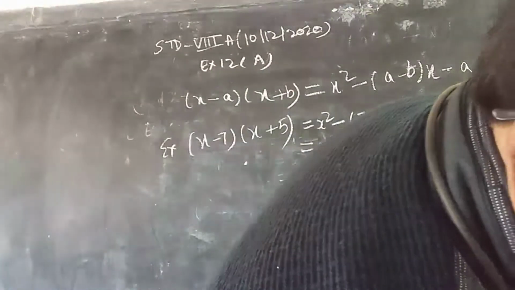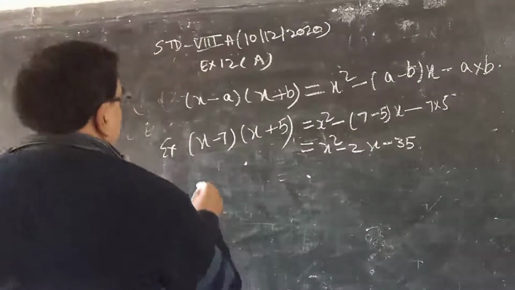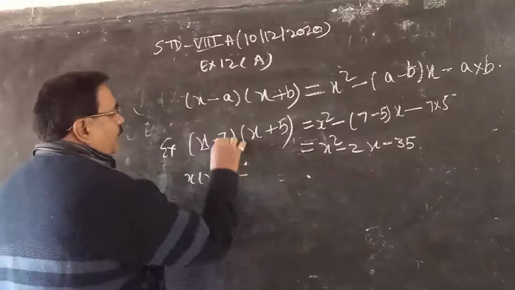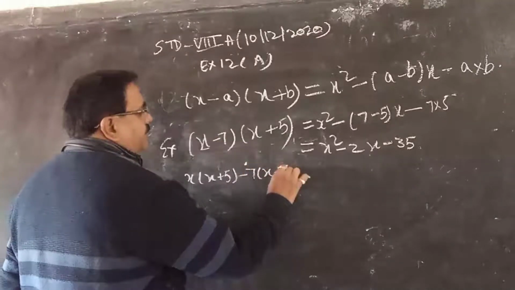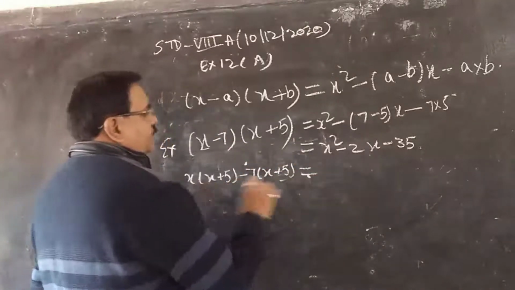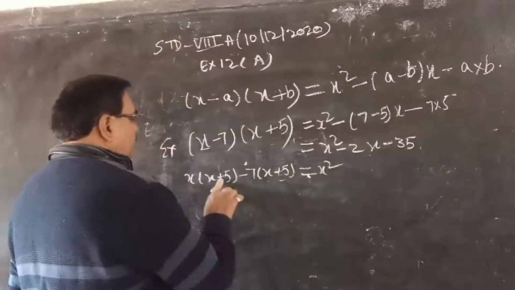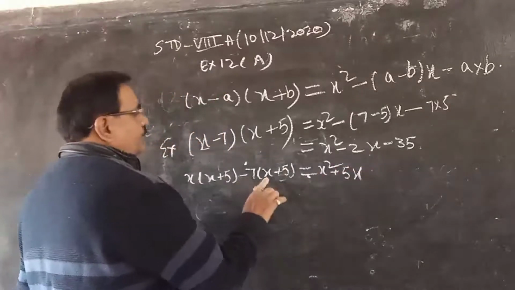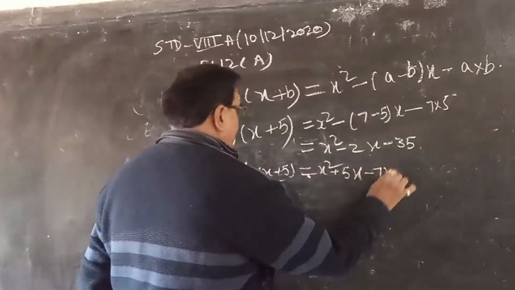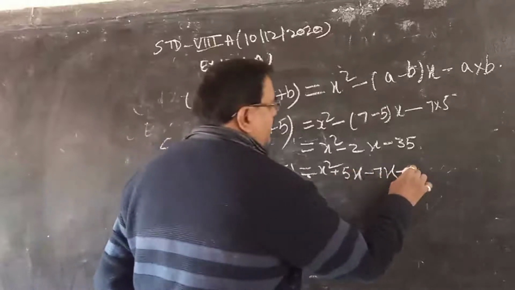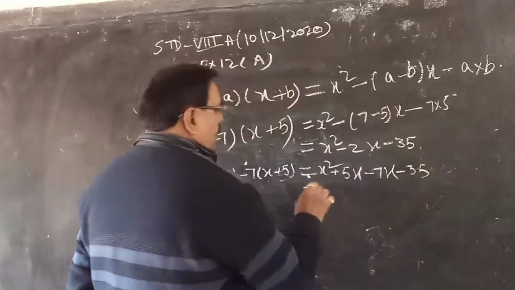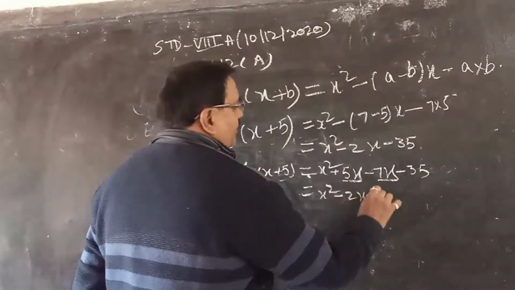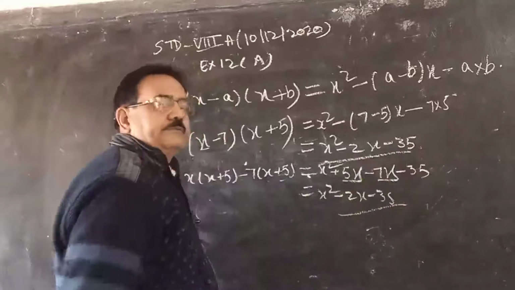See how? From x multiply the second bracket. From minus 7 multiply the second bracket. Now x into x, x², plus into 5, plus 5x. Now minus into plus, minus 7 into x, minus 7x. Minus into plus, minus 7 into 5, minus 35. Now x², plus 5x minus 7x is minus 2x, minus 35. This is our answer.